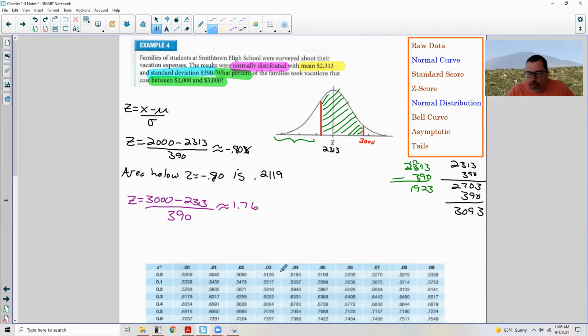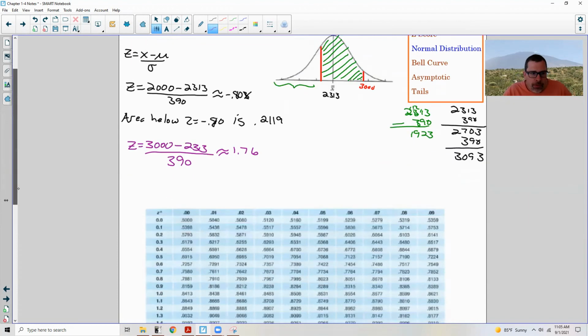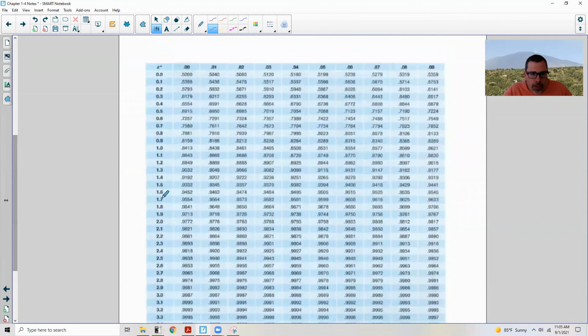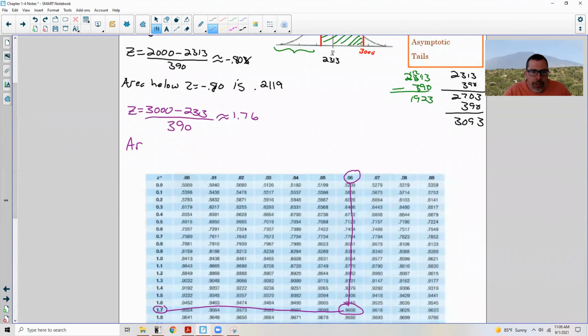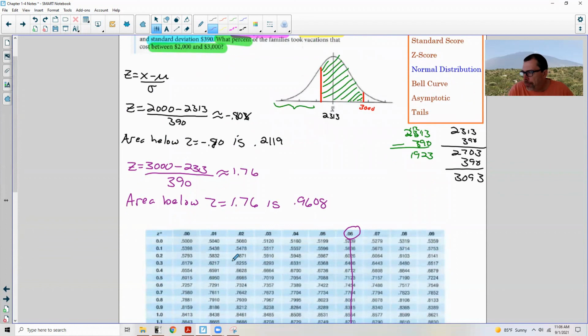That rounds to 1.76. So then I'm going to go to my table. I've switched it to the positive. 1.7 is here, 6 is here, 0.06 is here, 6/100. So I come all the way over to here, and I come all the way down here. And it's 0.9608. So I'd say area below Z equals 1.76 is 0.9608.